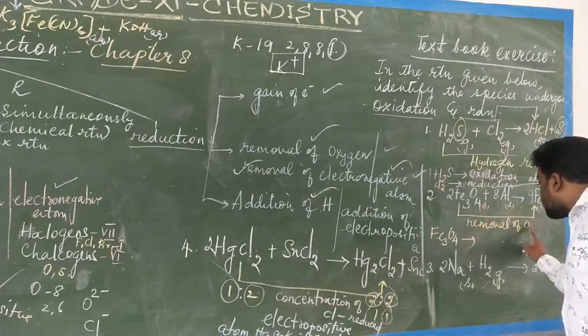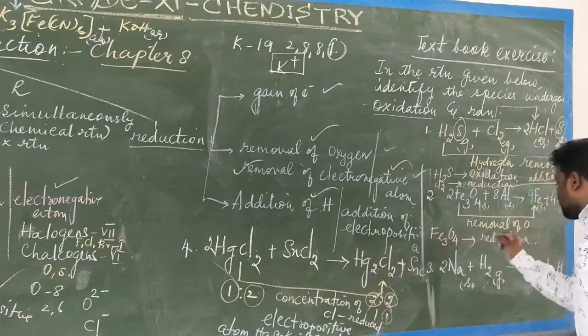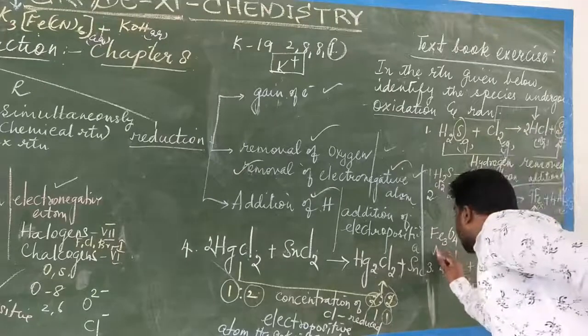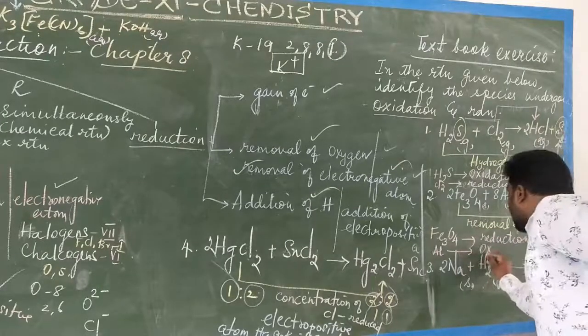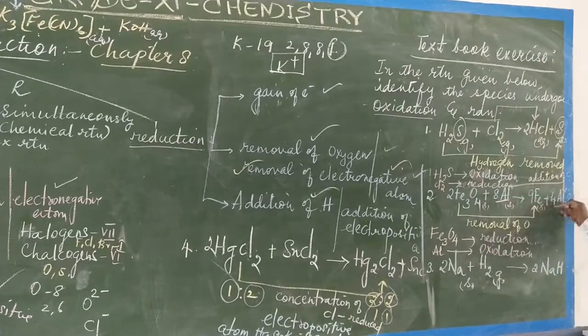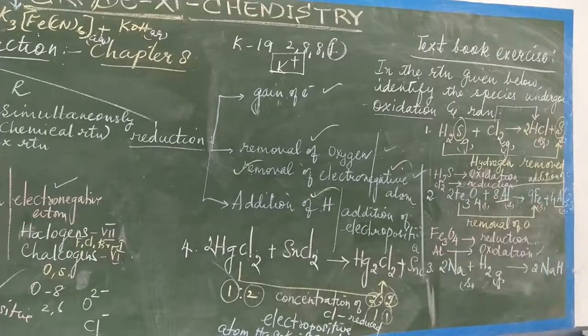When removal of oxygen has taken place, then we call it a reduction reaction. Correct? Then here aluminium becomes Al2O3. That is addition of oxygen has taken place, so therefore I can call it an oxidation reaction. Aluminium becomes aluminium oxide, and Fe3O4 becomes Fe. So oxygen has got removed here and added here. So Fe3O4 is a reduction, and Al becoming Al2O3 is oxidation.